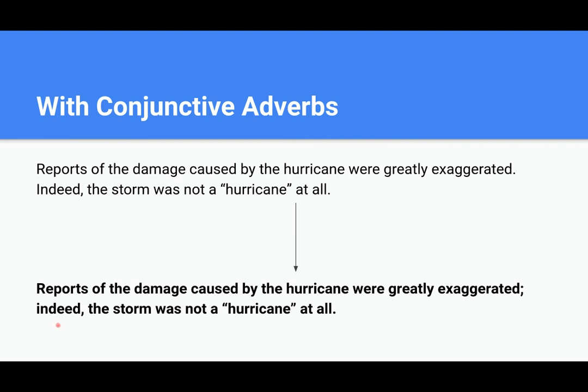Greatly exaggerated. Indeed, the storm was not a hurricane at all. So we've taken 2 sentences, 2 independent clauses, and using a conjunctive adverb with a semicolon and a comma, we've combined them. So that's the 4. That's pretty much everything. That's how you use a semicolon.